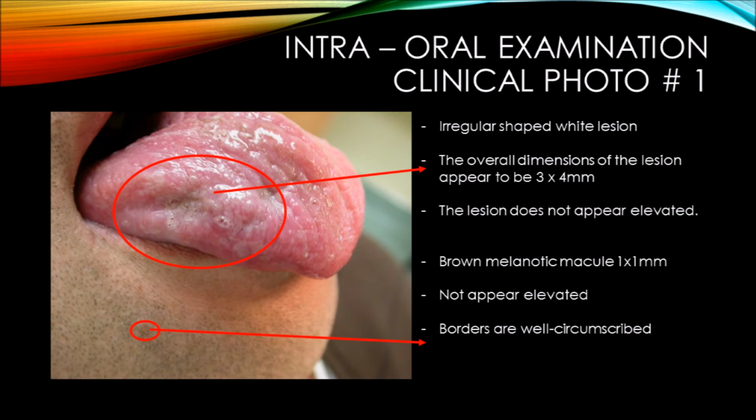To be more specific, you could add a lateral border of the right hand side of the patient's tongue as well. Next is color. Color is very important as well because color can also help you in creating a differential diagnosis, from red or white lesion, or it could also be a discoloration, etcetera. So, for example, with this one we stated a white lesion.